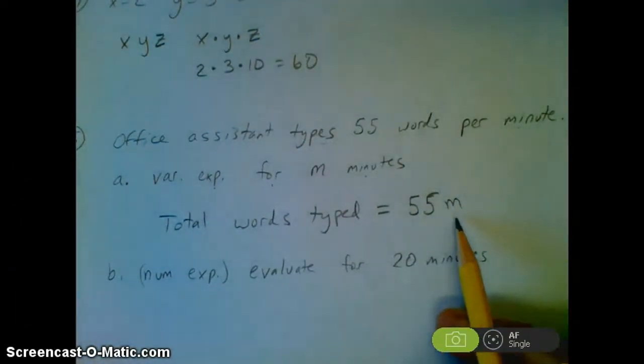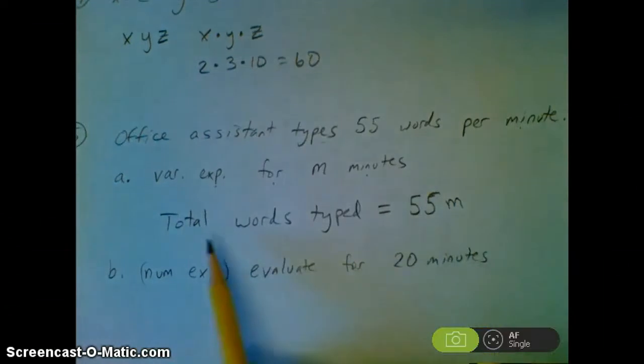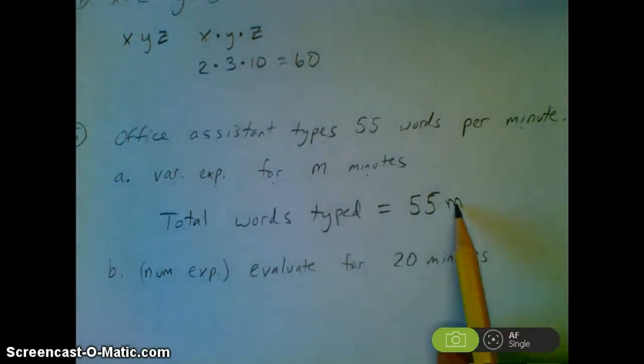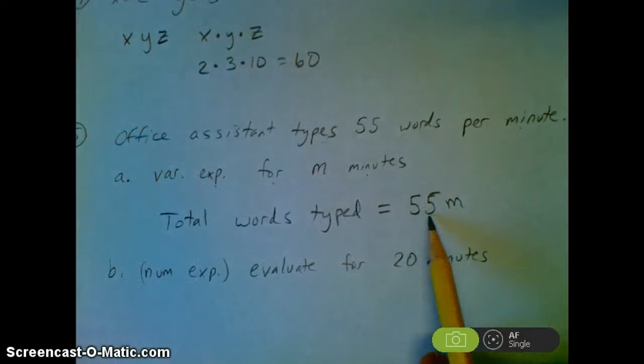Now we can plug in any number of minutes and calculate the total words typed. So if it were 1 minute she were typing for, then it would be 55 words total in that minute. If she typed for 2 minutes, it would be 55 times 2 minutes, gives us 110 words typed.